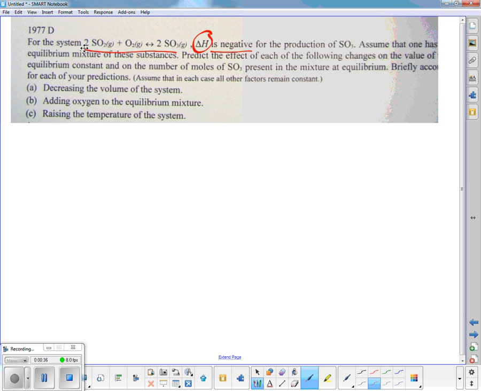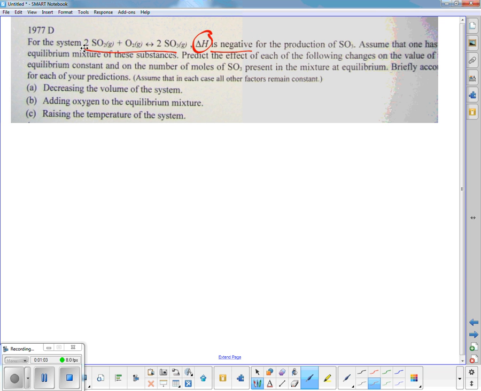So what are we going to be using? We're going to be using Le Chatelier. Okay, predict the effect on the number of moles of SO3 present in the mixture at equilibrium. So we're talking about SO3, what's going to happen to it. Briefly account for each of your predictions. Assume in each case all other factors remain constant. So the first one is I'm going to decrease the volume of the system.